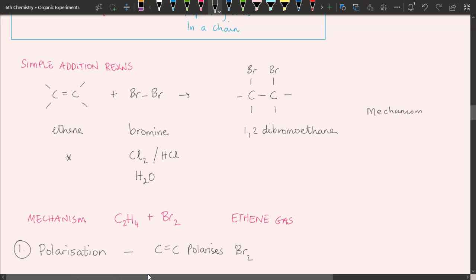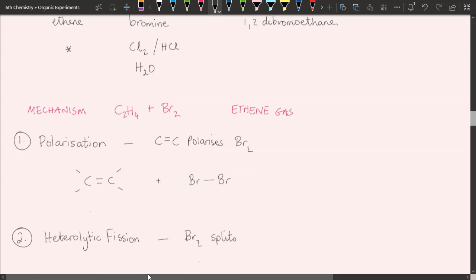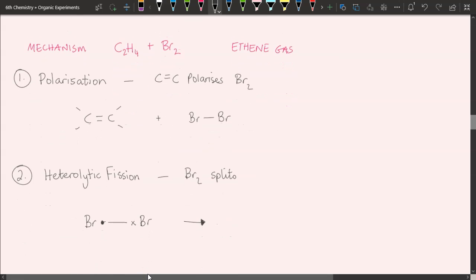In other words, each step as to how bromine reacts with ethene to convert it into 1,2-dibromoethane. So let's have a look at our mechanism. So the first thing we want to look at is step one, which is polarization. One thing you've got to look at in the ethene molecule that we have here is we've got a double bond, and a double bond means that there are two pairs of electrons being shared. So in this particular part there's a high concentration of negative charge.